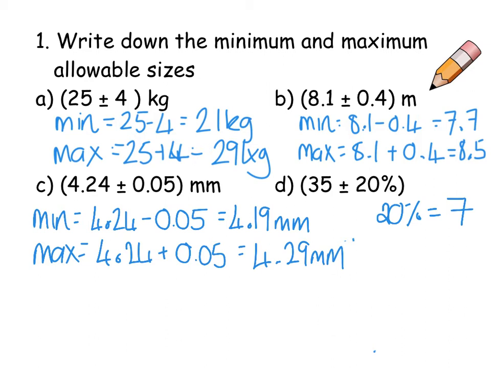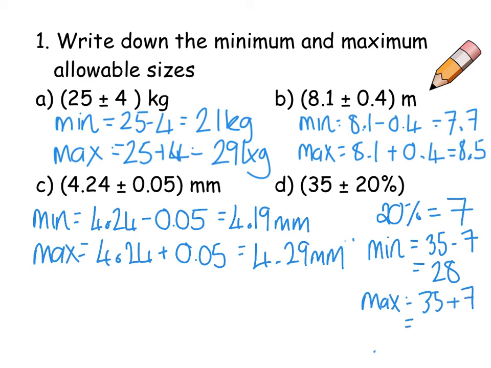So we then just need to add and take away 7 on this one. So my minimum would be 35 take away 7. I don't have room to put the sum in this time. Let's squeeze it in, which is 28. And my maximum would be 35 plus 7, which is 42.